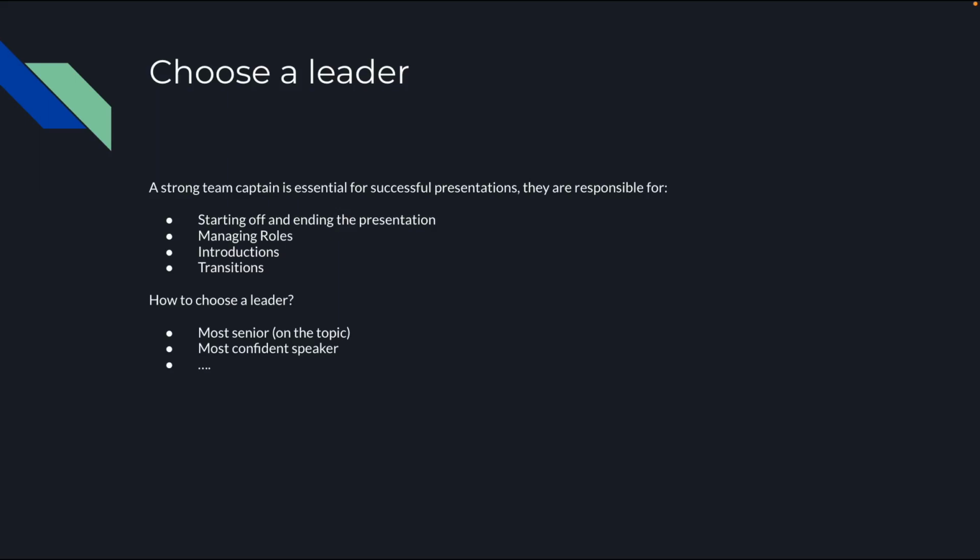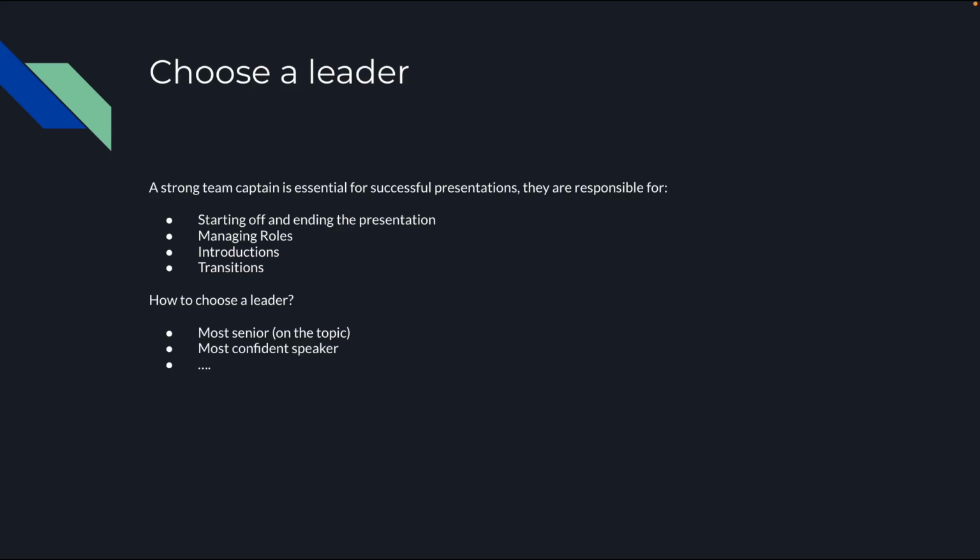So, for effective team presentations, we need to choose a leader or a team captain. They are essential for successful presentations because they are responsible for starting off and ending the presentation, managing roles, introducing team members, and transitioning from one team member to the next, or one presentation topic to the next.